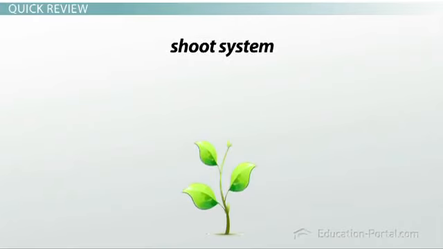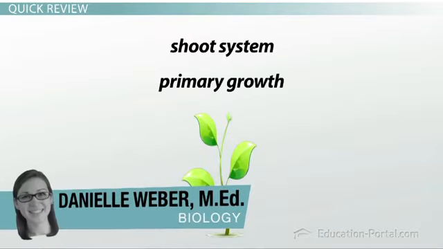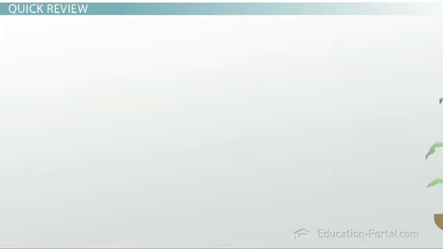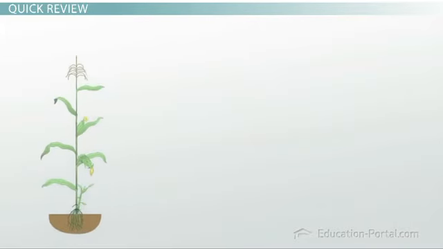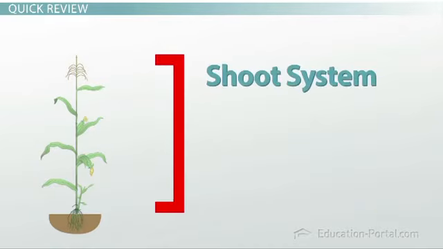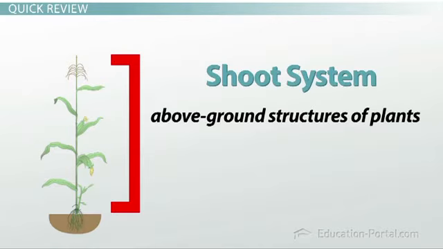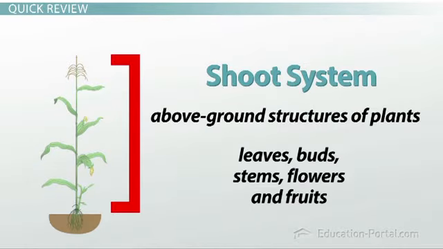Previously looked at the basic structures of the shoot system as well as primary growth of the stem. We will now look at another form of growth known as secondary growth of the stem. Before we do, let's review a few key components of the shoot system, which is the above-ground structures of plants, including the leaves, buds, stems, flowers, and fruits.